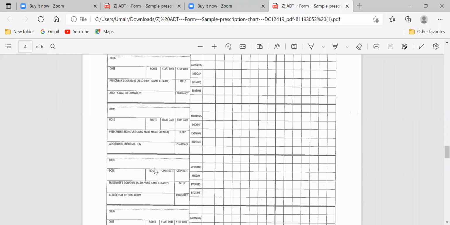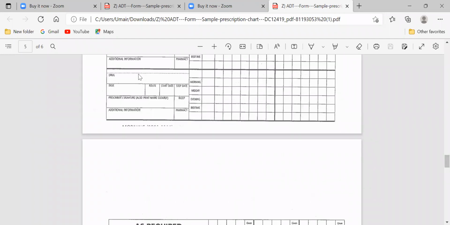So again, write down the seretide, 2 puff inhaler, date will be there, right? So these 4 medications: atorvastatin, tiotropium, lithium carbonate, seretide. The dose of tiotropium is 2 puff. The route is inhaler. Again, the start date and write down your name and signature, right? Tiotropium.